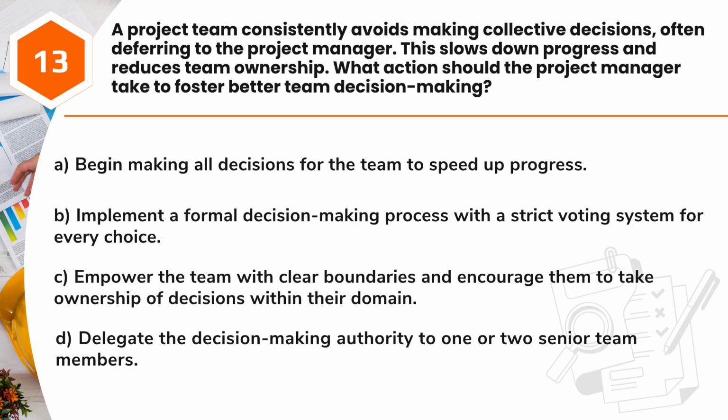Question 13. A project team consistently avoids making collective decisions, often deferring to the project manager. This slows down progress and reduces team ownership. What action should the project manager take to foster better team decision-making? A. Begin making all decisions for the team to speed up progress. B. Implement a formal decision-making process with a strict voting system for every choice. C. Empower the team with clear boundaries and encourage them to take ownership of decisions within their domain. D. Delegate the decision-making authority to one or two senior team members.